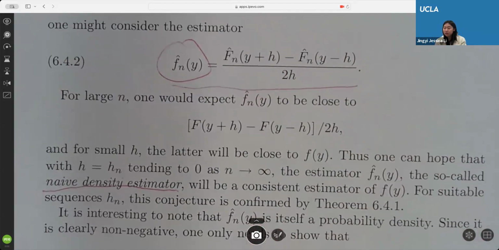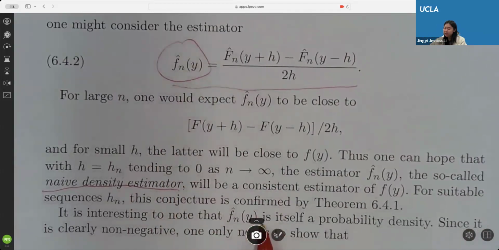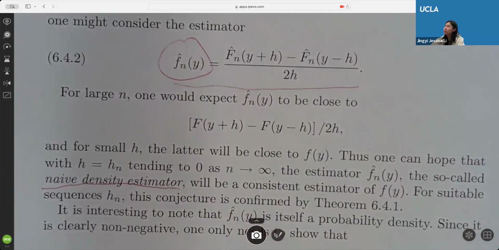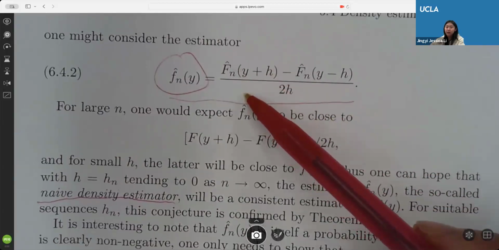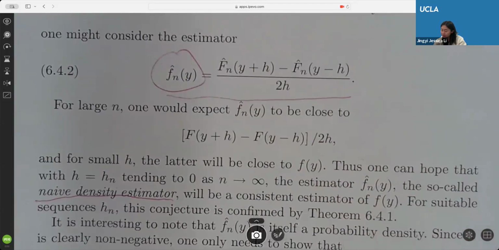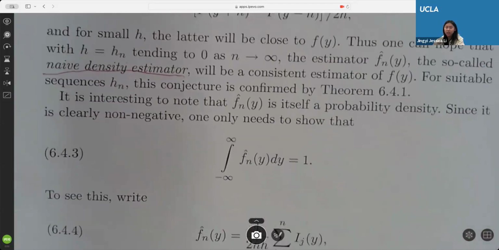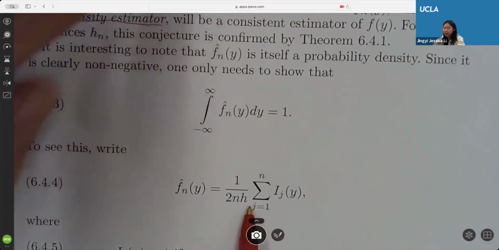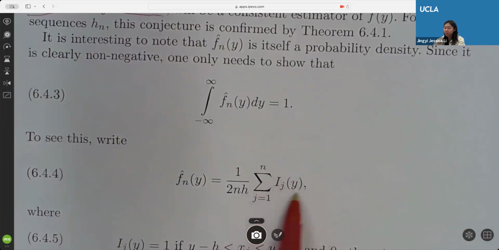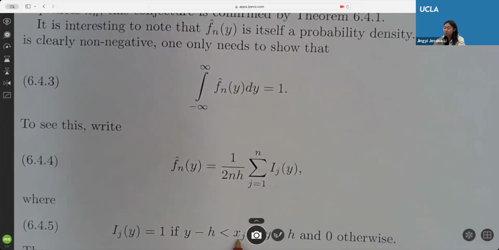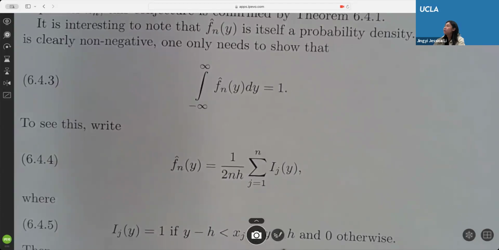But it is interesting to note that f_n, this estimator, is itself a probability density. It is non-negative, and we can easily show that it integrates to 1 across y. The reason is that when we do such an integration, we leverage the interval. I'm rewriting this based on the interval. The interval is just counting how many of my points lie in it. I go through my x1 to xn and see whether each xi is in this interval.